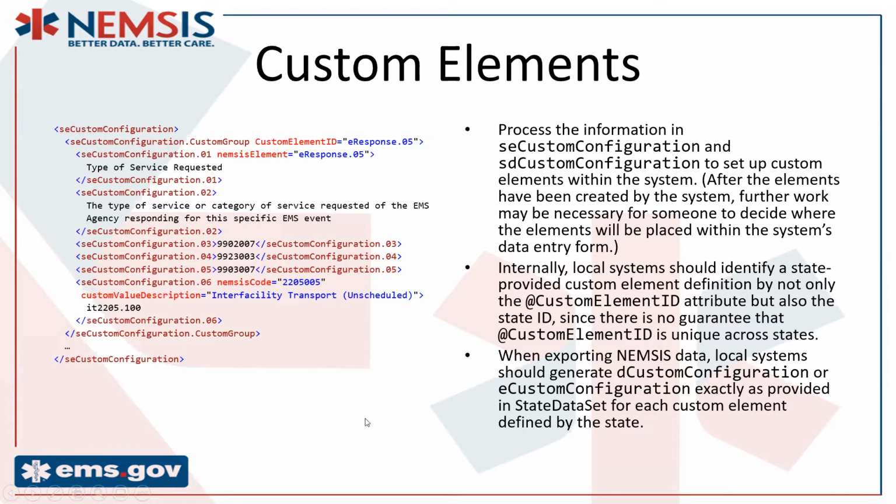Once you've created those elements in your system, you probably have some further work to do to actually decide where they're going to be in the data entry forms, how they're going to show up in the UI, all of that. So it's not completely automated, but at least you've got the setup and the definition. I would encourage you, or point out, that as you store these custom element configurations, the identifier can be the custom element ID.